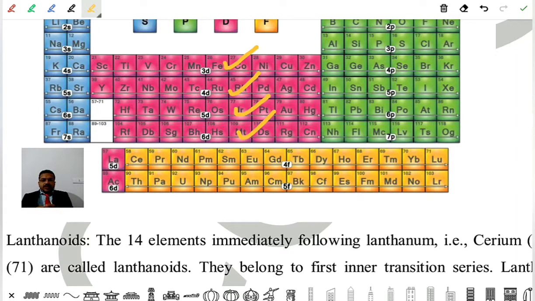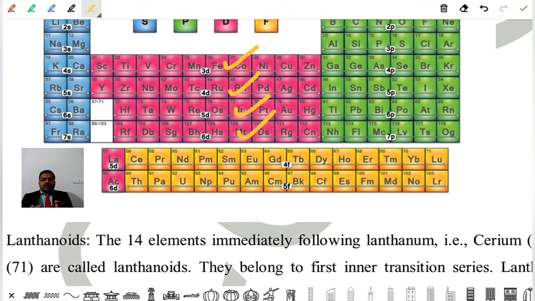The next series is from yttrium to cadmium, that is atomic number 39 to 48. In those elements, the last electron will be entering the 4d orbitals. The next series is the 5d series. The 5d series comprises elements from atomic number 57 to 80. But the point to be noted is that elements with atomic number 58 to 71 belong to the lanthanoids, so they are inner transition elements. Those elements are not part of the 5d series. In the 5d series, the elements will be lanthanum and then hafnium, and the last element will be mercury, that is with atomic number 80.